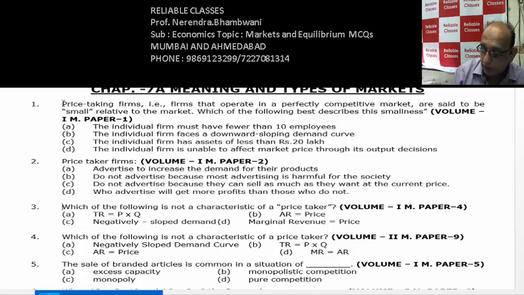Okay. Then the third one. Which of the following is not a characteristic of a price taker? Total revenue is equal to price into quantity. TR is equal to P into Q. This is correct. AR is equal to price. Average revenue is equal to price. You are charging the same price.